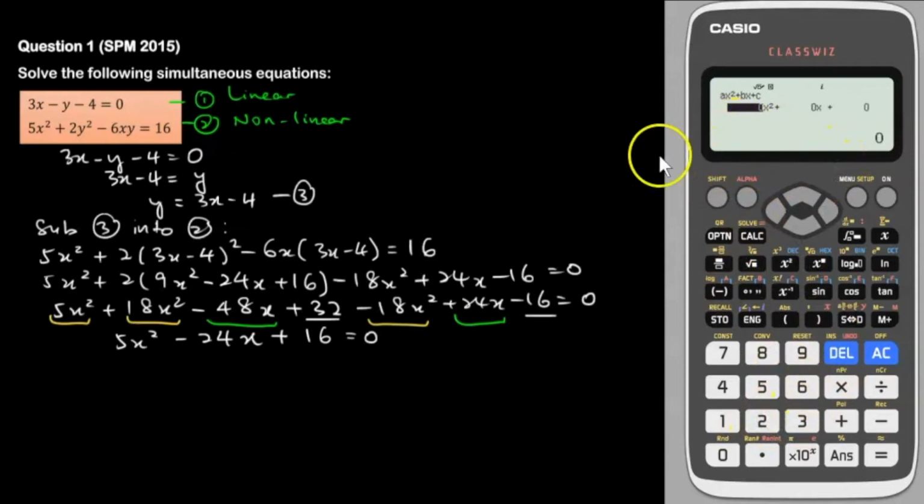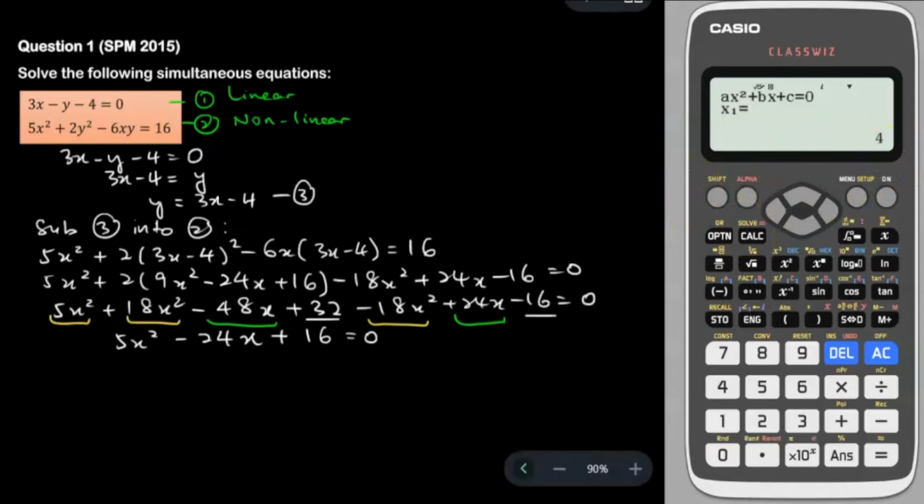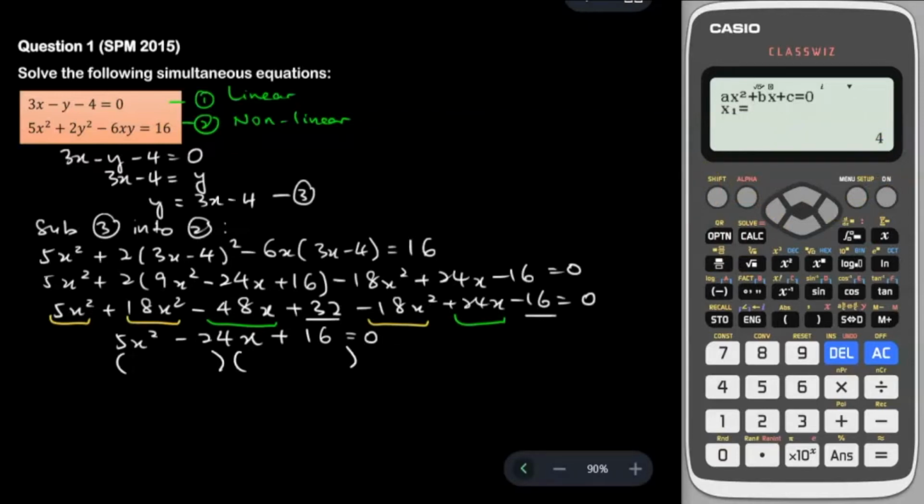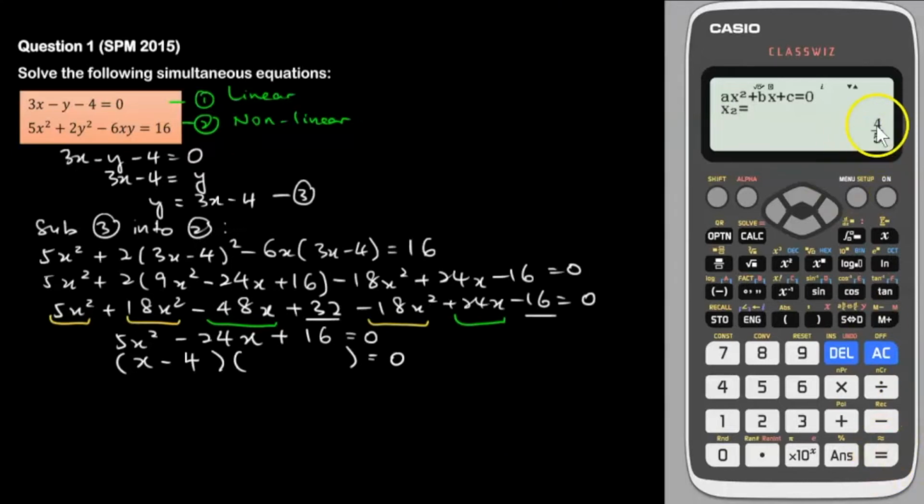So I'm going to key in all the A, B, and C values. 5 equals, then B is negative 24, and then equals, and then C is 16, equals, and then we'll get the first one in the bracket. The root is 4, so when we put inside the bracket, we have to change the sign. So it becomes x minus 4, and then we press equals again, so it'll be 4 over 5, right?